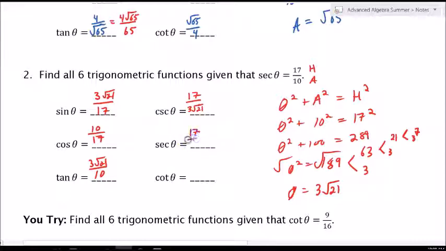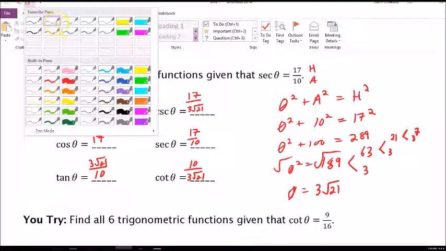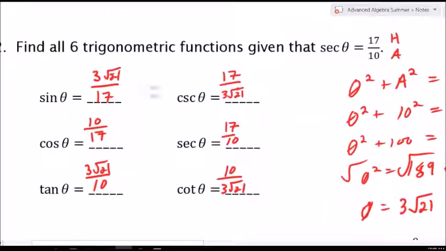Flipping again, which makes sense, we already had that one. Then here, it'd be 10 over 3 root 21. Here, the square root's not in the bottom. We're good. This one we multiply top and bottom by just square root of 21.